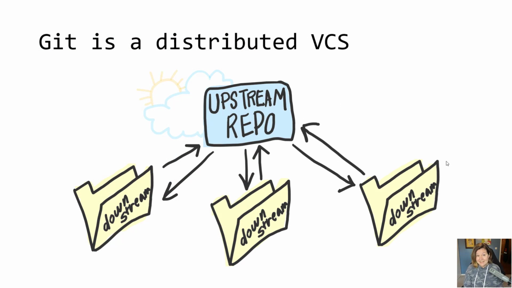In terms of what Git is, one of the most important concepts to think about at first is that Git is a distributed version control system. And what this means is when you think about how Git works, and this isn't true of all version control systems, there's kind of different styles of version control systems. With Git, there is an upstream repo, and there's downstream local copies of that repo.